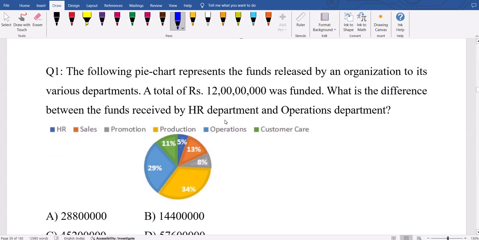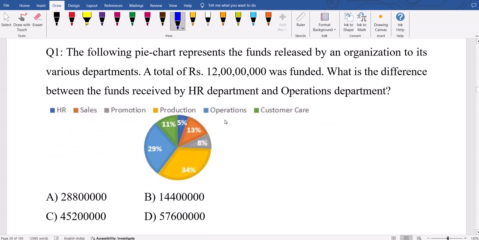Now let's see about this question, pie chart related previous questions, data interpretation. This question is related to pie chart. Now the total amount funded is this much, right? So 12 crores.